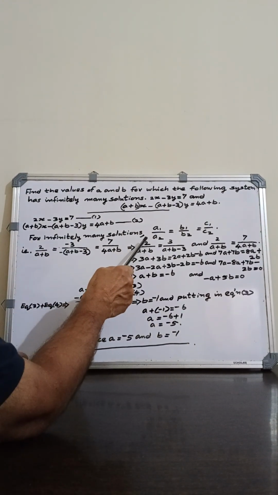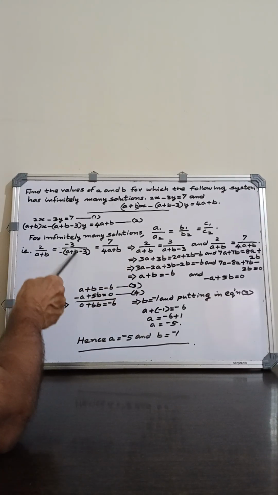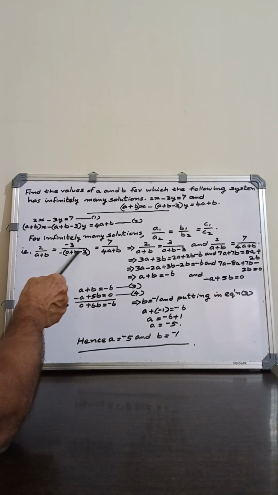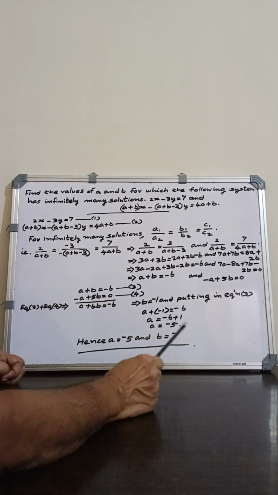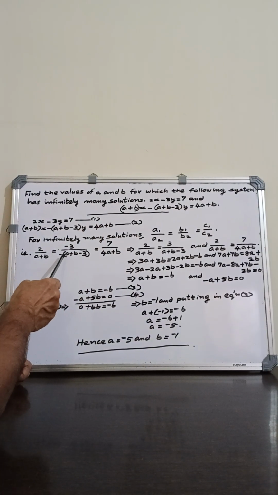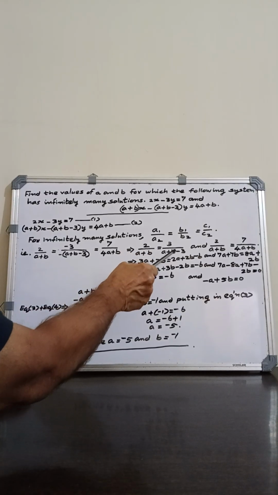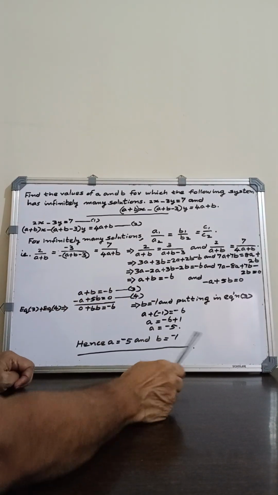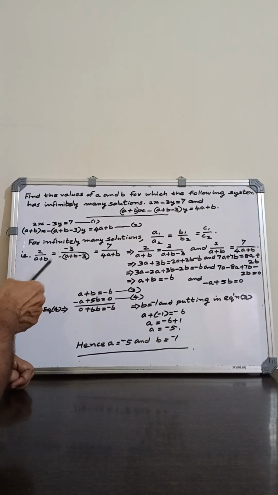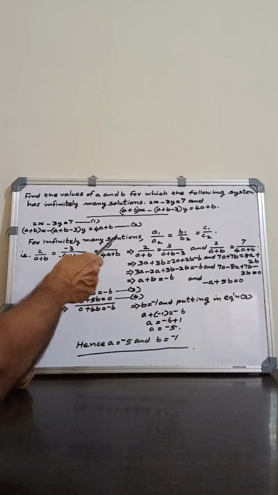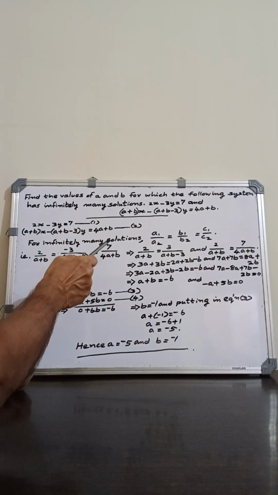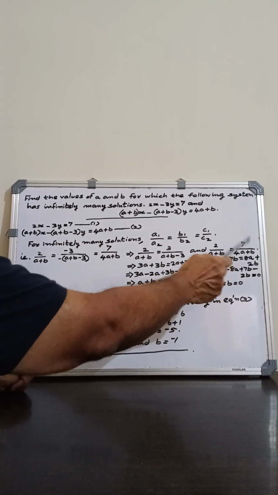Therefore, a1 by a2 equals b1 by b2, that is 2 by (a plus b) equals minus 3 by minus (a plus b minus 3). Minus and minus will cancel. Therefore, 2 by (a plus b) equals 3 by (a plus b minus 3). And the second option is a1 by a2 equals c1 by c2, that is 2 by (a plus b) equals 7 by (4a plus b).